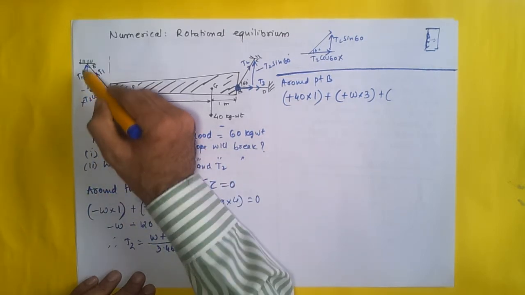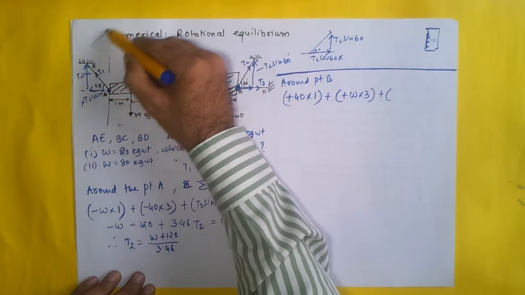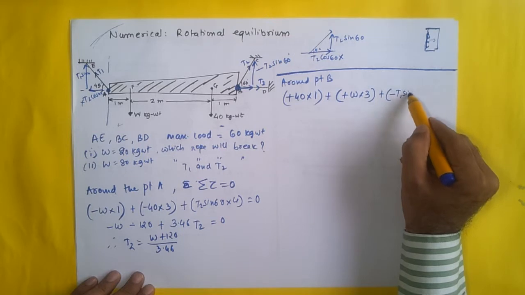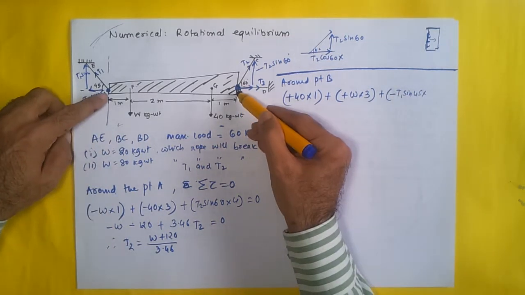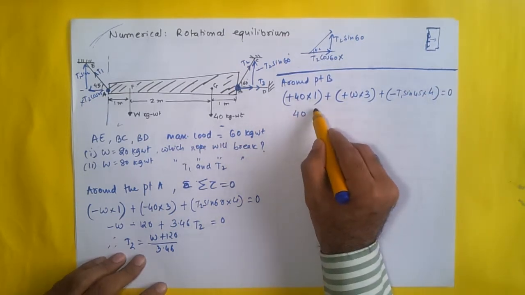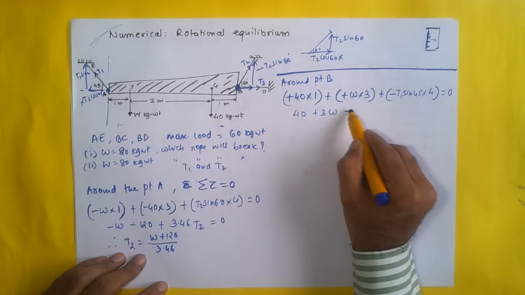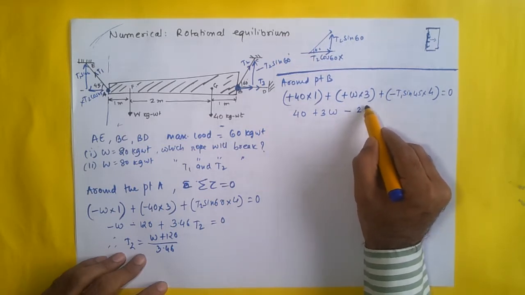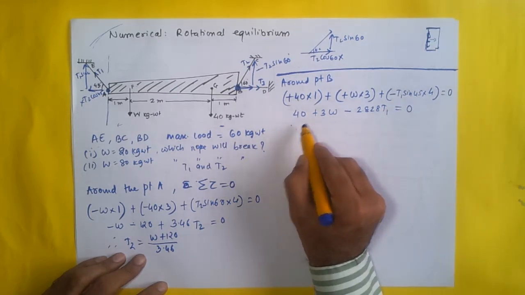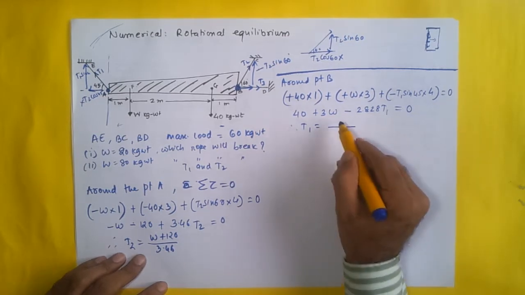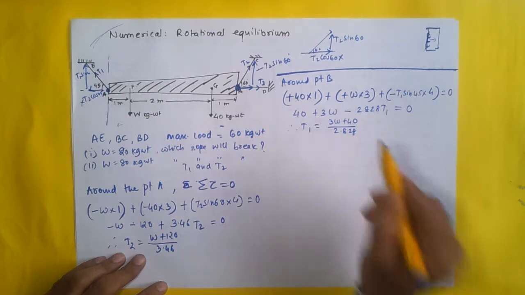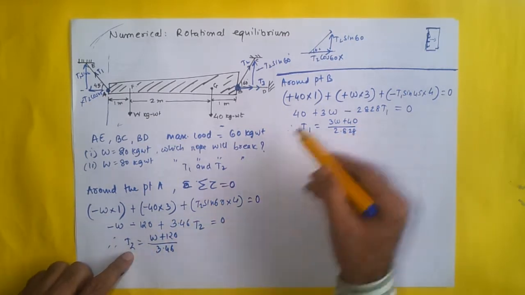Whereas T1 sin 45 is acting in upward direction, axis of rotation is over here, so this is going to apply a clockwise torque, so it will be negative. So T1 sin 45, distance from the axis of rotation is 4 meters, so 4, equal to 0. So I'll get 40 plus 3W minus 2.828 T1 is equal to 0. And therefore I can write down T1 is equal to (3W plus 40) upon 2.828. Right? So now I have T1 and T2 in terms of W.